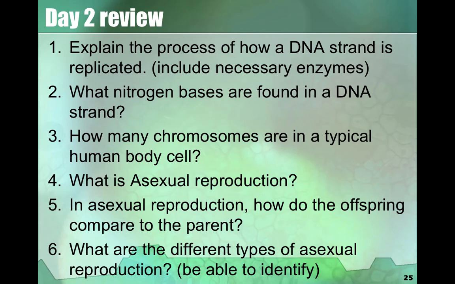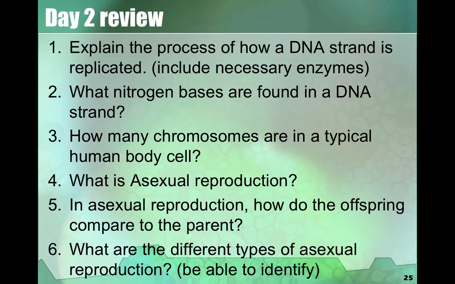So day 2's review, I know it might seem like a lot, but it really wasn't that much. Explain the process of how the DNA strand is replicated. Don't forget about those 2 enzymes. So basically the process, step one, is we're going to have to take the DNA, untwist and unzip it. That would be helicase. And then we have DNA polymerase to add in the new bases. And that's going to give us two new identical strands, or two new identical DNA molecules.